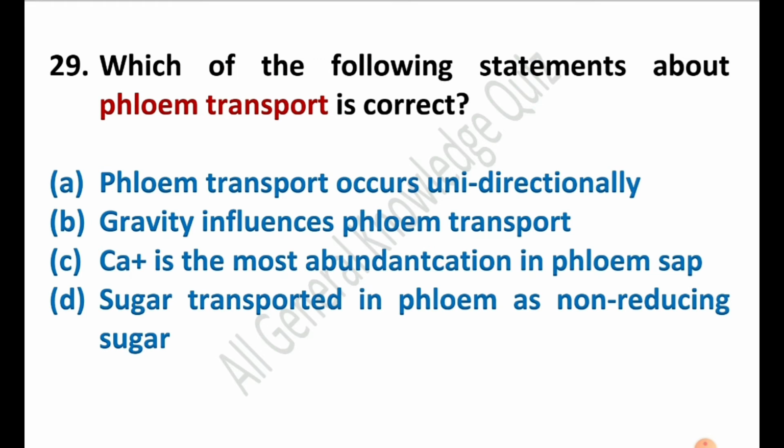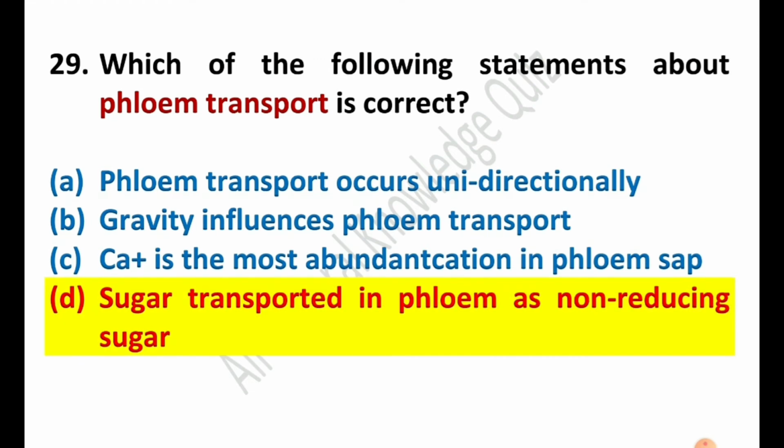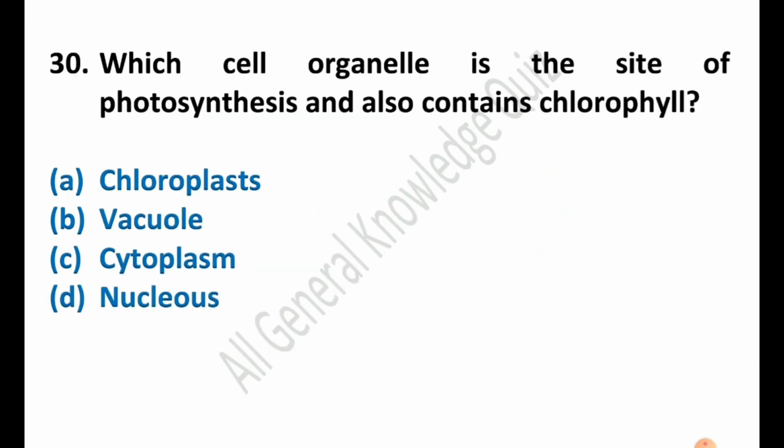Question number 29. Which of the following statements about phloem transport is correct? Option A, phloem transport occurs unidirectionally. Option B, gravity influences phloem transport. Option C, Ca plus is the most abundant cation in phloem sap. Option D, sugar transported in phloem as non-reducing sugar. The answer is option D, sugar transported in phloem as non-reducing sugar.